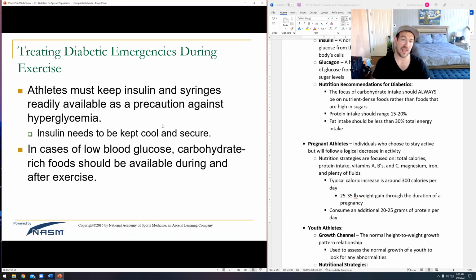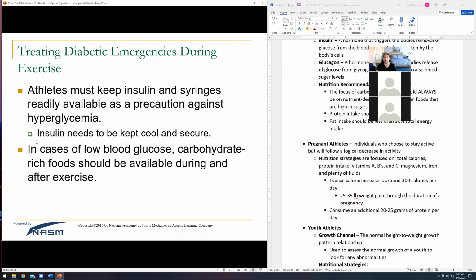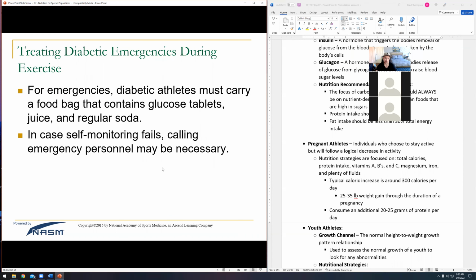So if you have to, encourage your athlete to have insulin with them if they take it synthetically. But in cases of low blood sugar, which is probably what you'll most often run into, just make sure you have some carbohydrate rich foods available and you can raise their blood sugar levels back to normal.